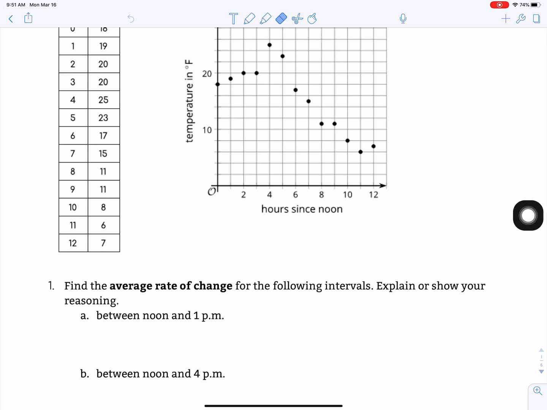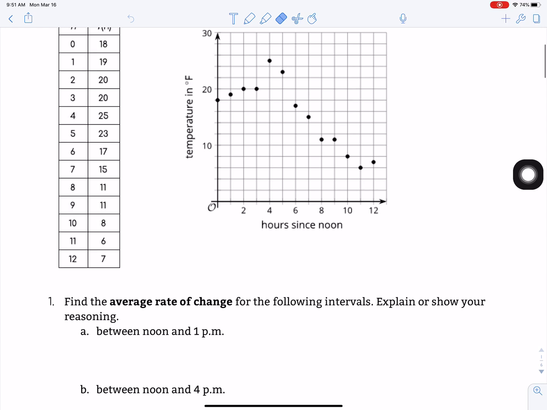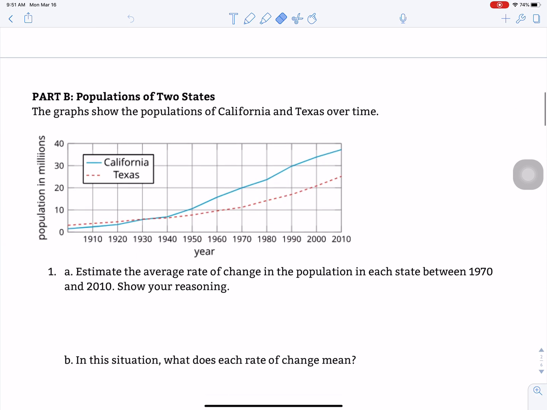Since the data in our graph is the same as the data in our table, we could use our table data because then we don't have to estimate our values. So that would be where I would grab those numbers. And then explaining or showing your reasoning is also explaining your work. Same thing as you're looking down here.